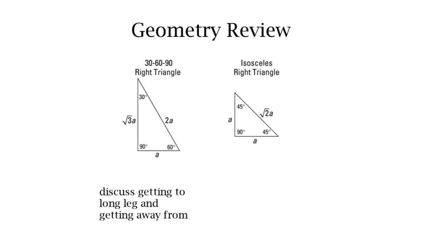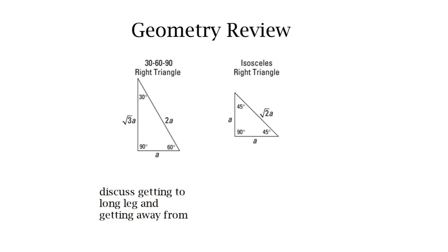So in geometry, you had two special right triangles. One of them was a 30, 60, 90. And then you also had a 45, 45, 90, sometimes called an isosceles right triangle. Now, if you will recall, in a 30, 60, 90, you're going to have a short leg, you're going to have a long leg. This is your right angle. And then you have your hypotenuse. And the relationship always holds true.